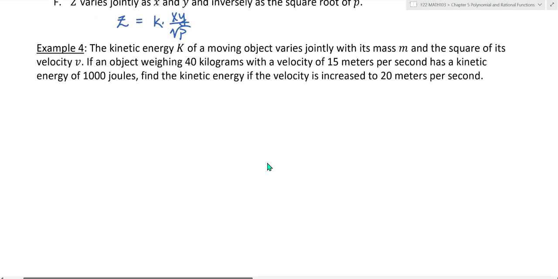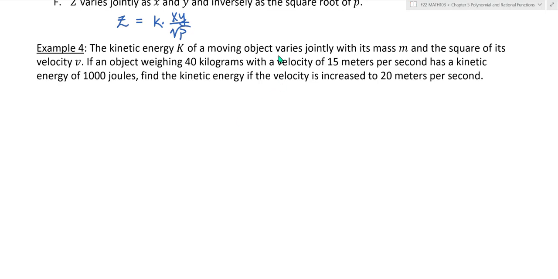Example 4. The kinetic energy, capital K, of a moving object varies jointly with its mass m and the square of its velocity v. If an object weighing 40 kilograms with a velocity of 15 meters per second has a kinetic energy of 1,000 joules, find the kinetic energy if the velocity is increased to 20 meters per second. So pause the video and read this carefully at least one more time.